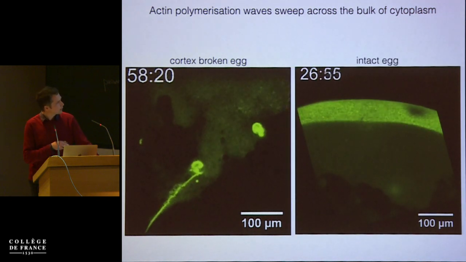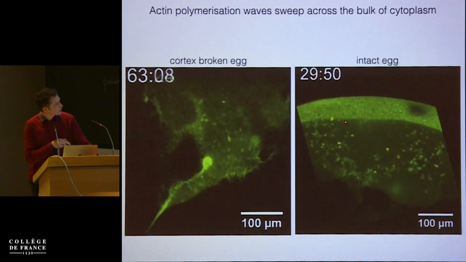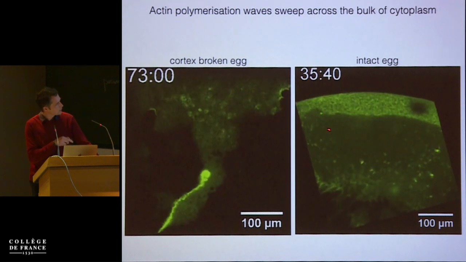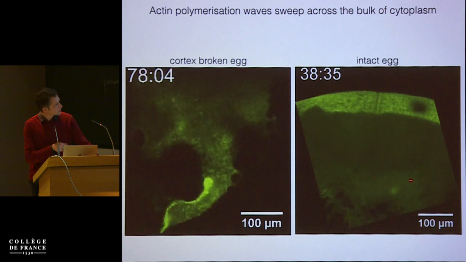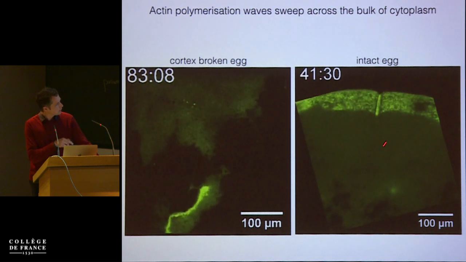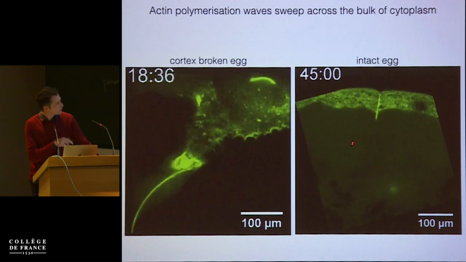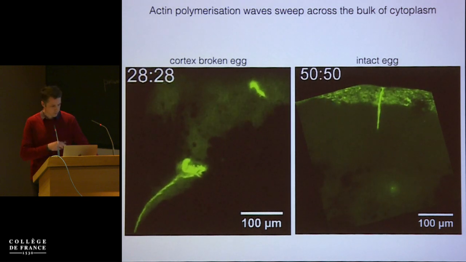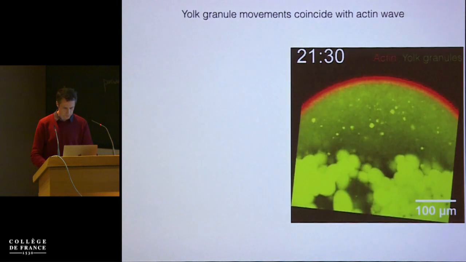And now he went back to the intact embryo to see if these waves actually exist, and you can see again, we're looking at the animal pole. This would be the nucleus here, and then you see this bulk actomyosin wave being initiated at the position of the nucleus, and then traveling from the animal pole downwards and sort of hitting the yolk granules.